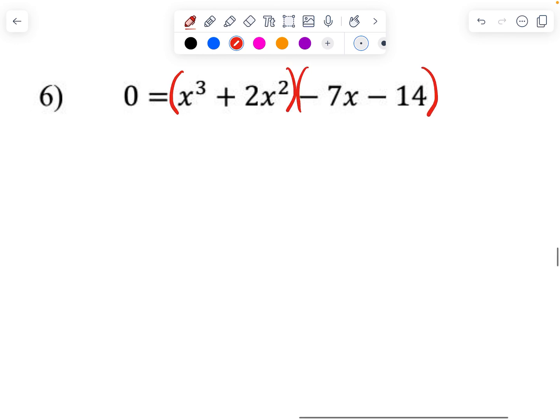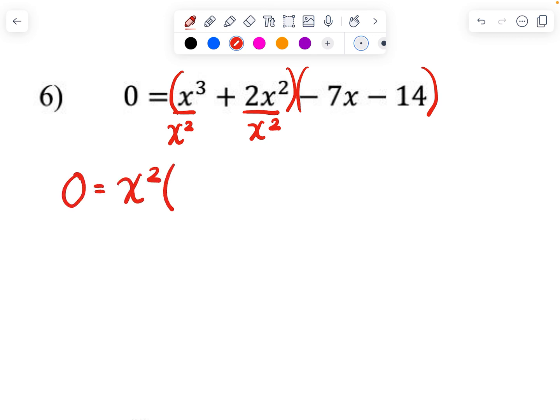So I'm going to group this up. I'm going to divide out the greatest common factor of the first binomial, which is x squared. And as I do that, I'm going to start rewriting this. 0 equals x squared. And then I'm going to open up my parentheses and put the answer to that division in parentheses. x cubed divided by x squared is x. 2x squared divided by x squared is plus 2. So this is the twin that I'm looking for, x squared.